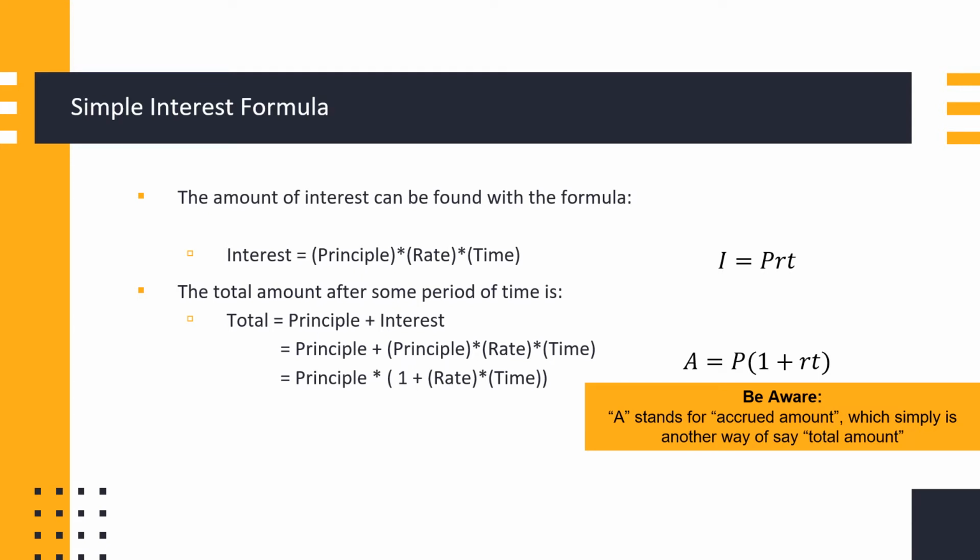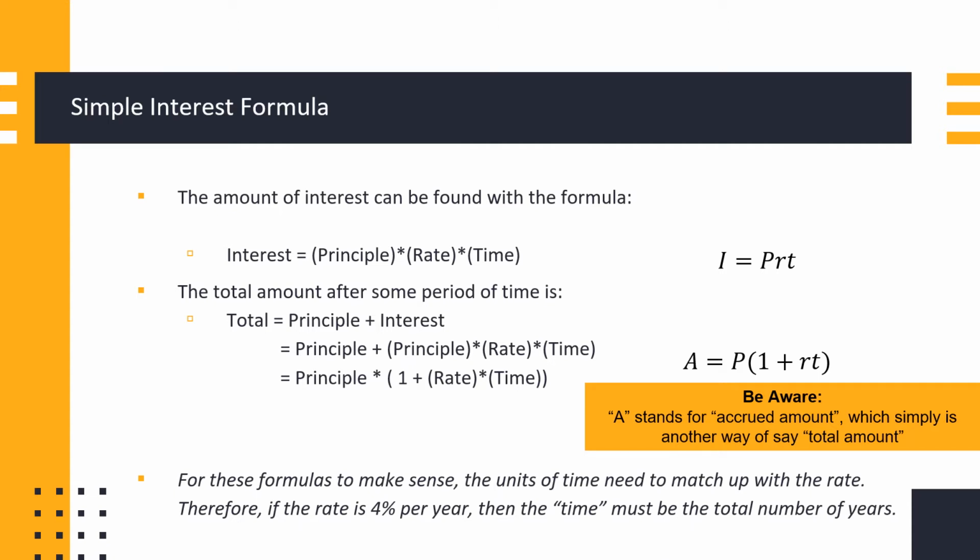So here, A actually stands for accrued amount, which just means total. This is a standard in finance, so when you see the symbol A in any formula, that just means total. Ask finance people why that's the case. I honestly don't know. For this formula to make sense, by the way, the unit of time has to match up with the rate. So if I say that it's 4% a year, time is going to be measured in years. If I say it's 4% a day, then time is measured in days. Often, in fact, pretty much almost always, time is going to be measured in years.